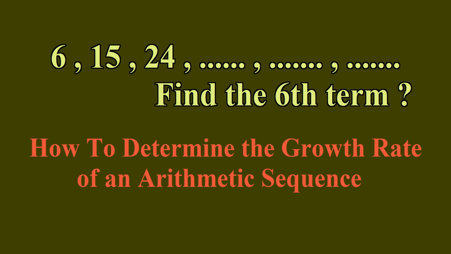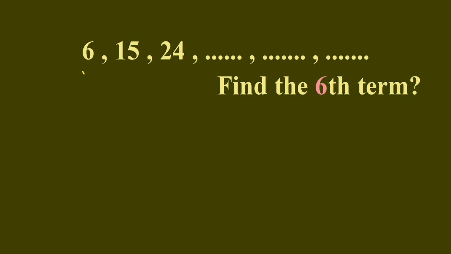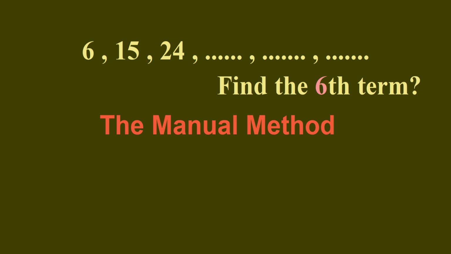In this streamed episode, we have this sequence 6, 15, 24. And our goal is to get the sixth term. Today I am showing you two methods to solve this problem. The first method is called the manual method. This method is perfect for short arithmetic sequences.